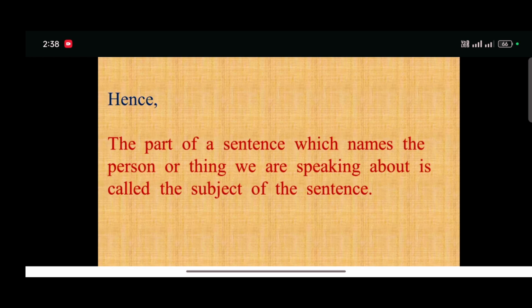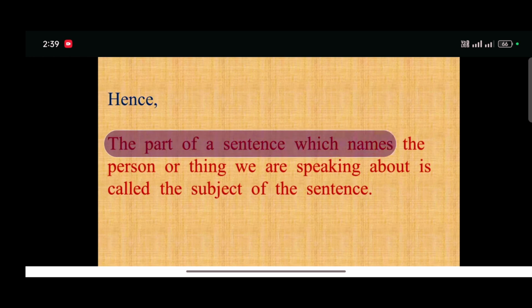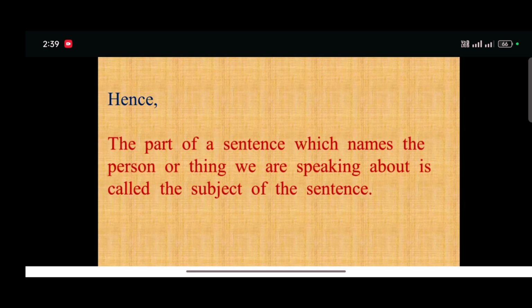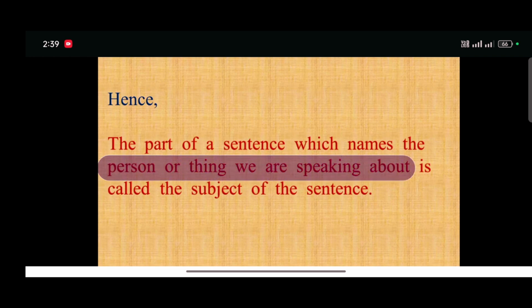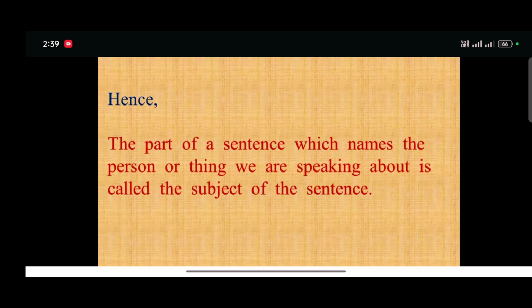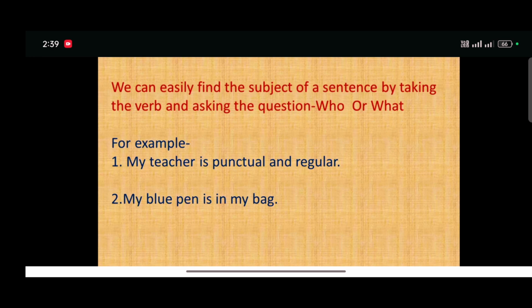So, what is the subject? Please repeat after me. The part of a sentence which names the person or thing we are speaking about is called the subject of the sentence. We read in the previous slide that what we speak about in the sentence is called subject. We can also find the subject of a sentence by picking the verb and asking the question who or what.